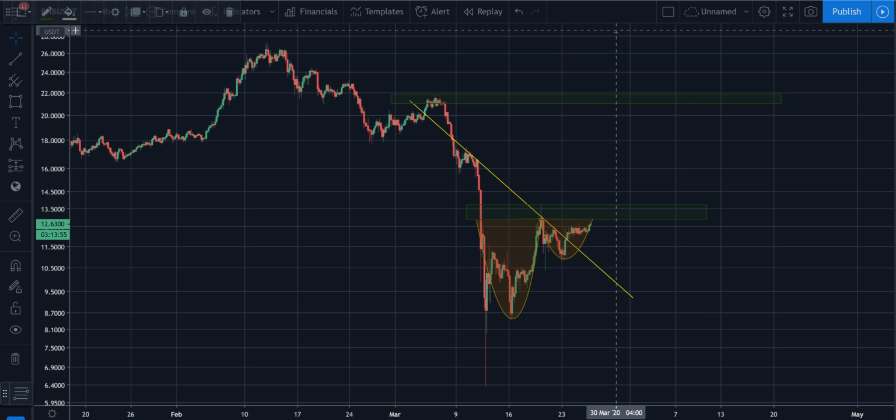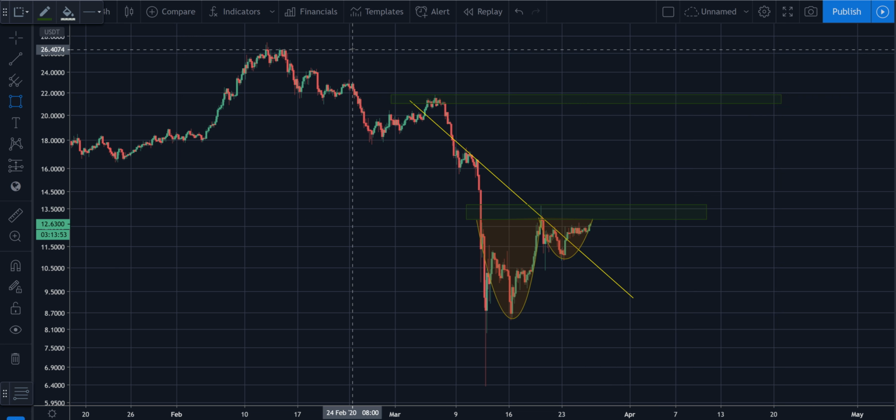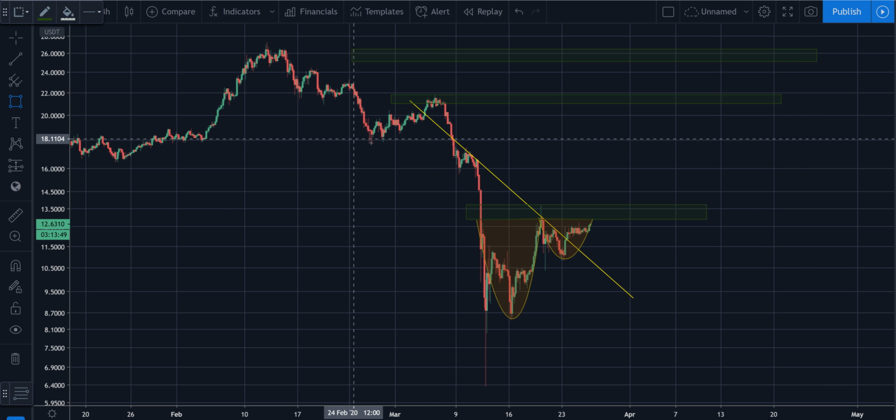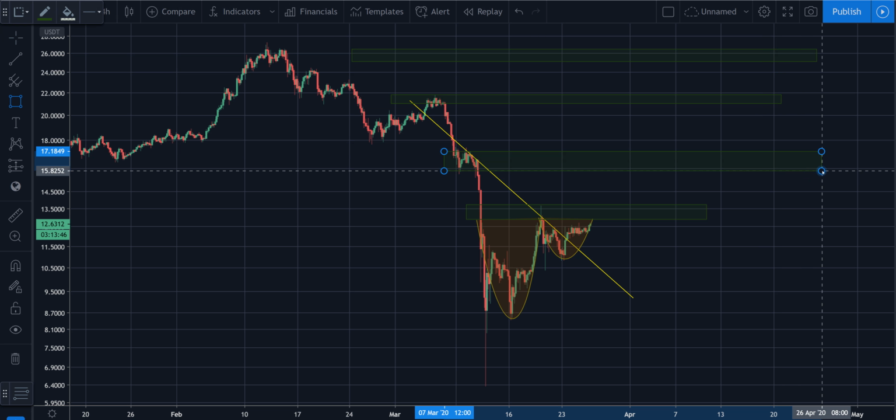21, or this resistance reached. We also have another resistance right over here. This could also be a target in case someone is leverage trading or wants to get in and out of a trade with BNB.